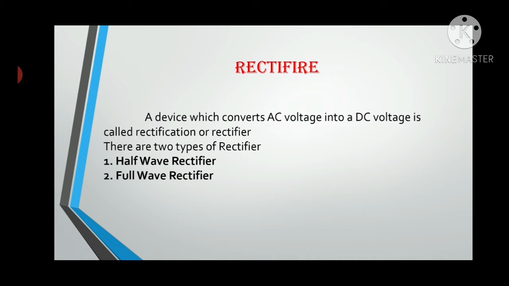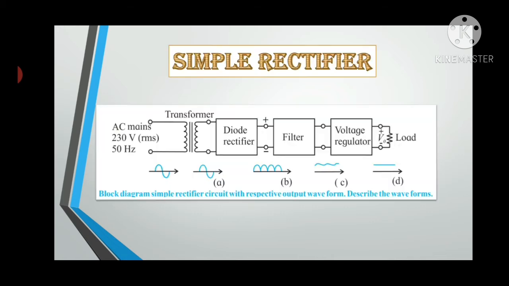So if you are clear about AC voltage and DC voltage, we can say that a device which converts AC voltage into DC voltage is called a rectifier. Now there are two types of rectifier, full wave rectifier and half wave rectifier. These two rectifiers use a PN junction diode for their working. Now let us see about the simple rectifier.